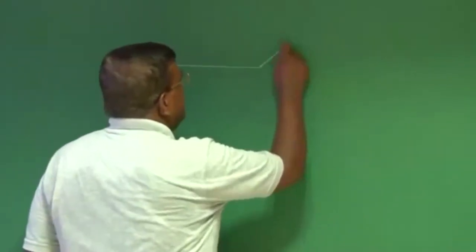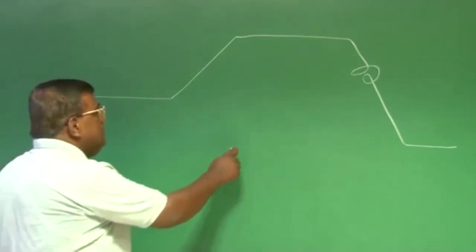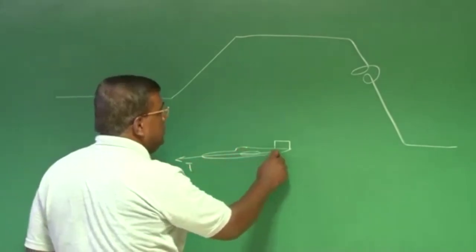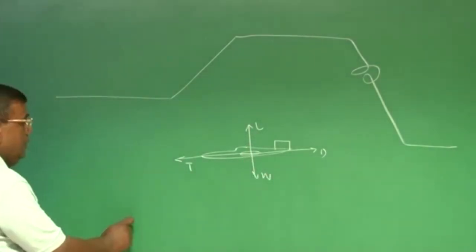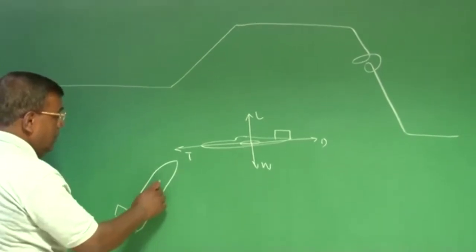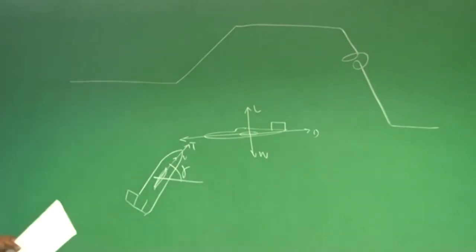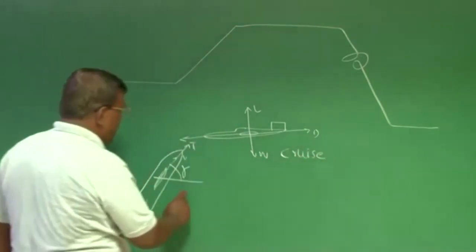And if you recall, we started with a mission requirement where we said takeoff, climb, cruise, then loiter, and then landing, right? We also are familiar with these two diagrams. One is this. This is thrust, drag, lift, weight. We are also familiar with a diagram like this. This diagram reminds you about cruise and this one climb.